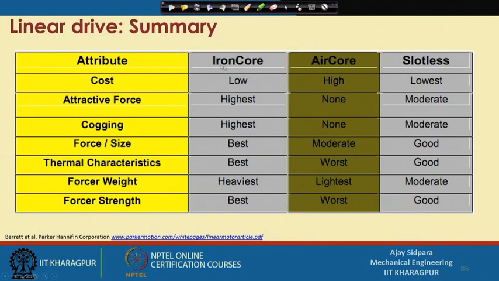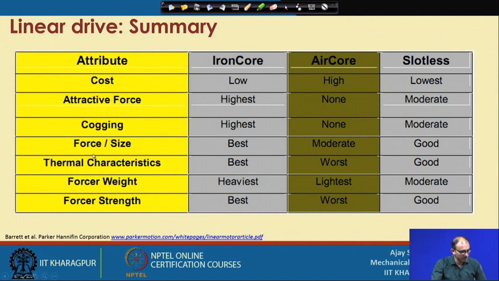In the last class we have seen that there are three different kinds of linear drives. One is the iron core, another is the air core or ironless, and the third one is the slotless. If you consider these attributes like cost, attractive forces, cogging, force per size, thermal characteristic, force or weight and force or strength, then there are different ways you can get the idea of which one is better. If you consider cost only, then slotless is the lowest cost and air core is the highest cost. Attractive forces, that means the attraction between the magnet and the forcer, is highest in this particular case, and this is the moderate.